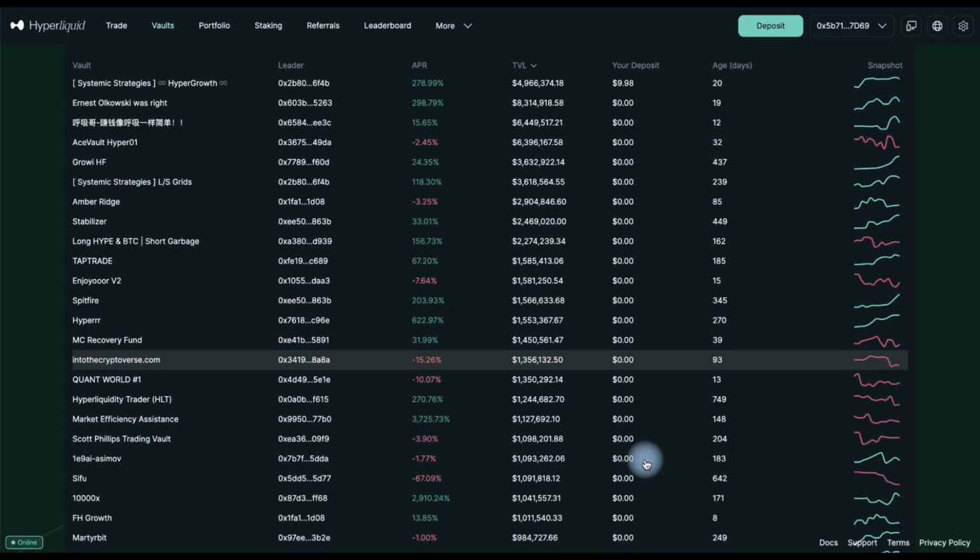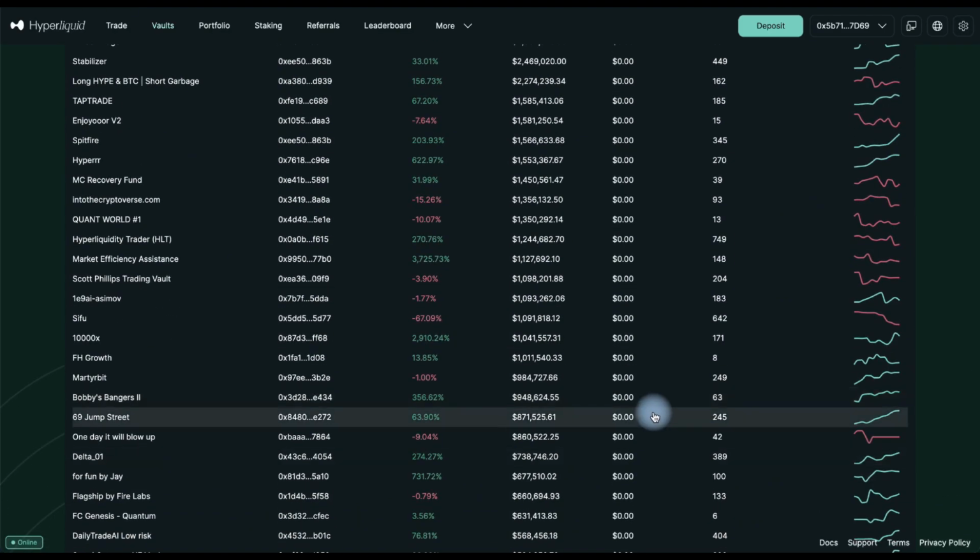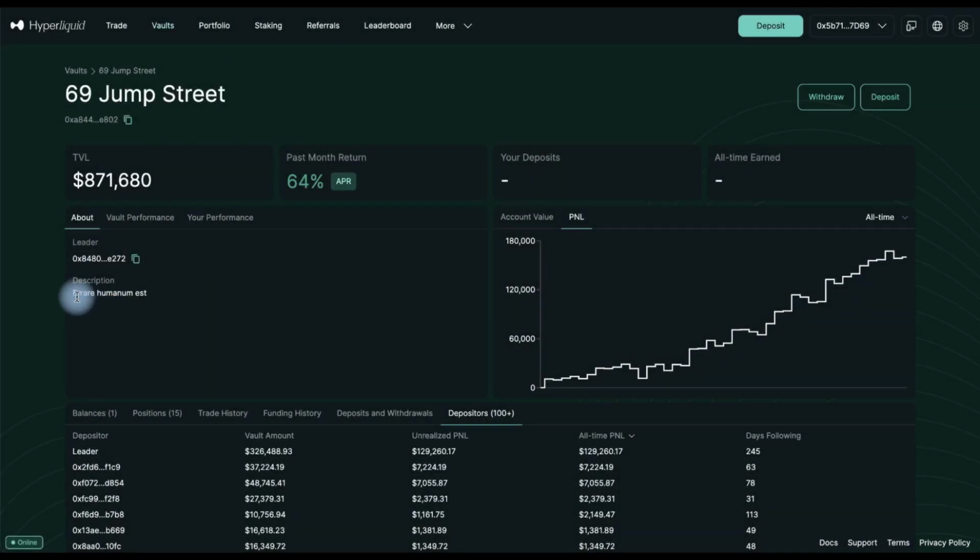And we can watch, for example, I look first of all at the picture on the right, then I look at how many days this vault has been launched, then I look at TVL, that is also normal, 871,000. And here is percentage, for example, here 63% APR. Here you can go to 69 Jump Street. So here his strategy is unclear. Maybe this is in Spanish, I don't know.